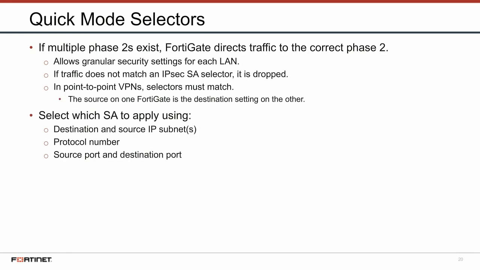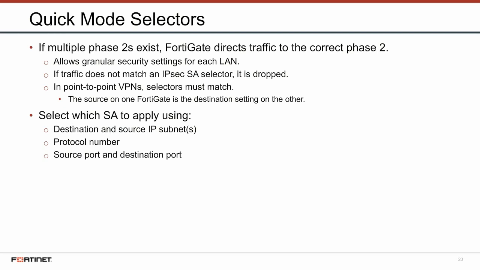During Phase 2, you must configure a pair of settings called quick mode selectors. They identify and direct traffic to the appropriate Phase 2. In other words, they allow granular SAs. Selectors behave similarly to a firewall policy. VPN traffic must match selectors in one of the Phase 2 SAs. If it does not, the traffic is dropped.